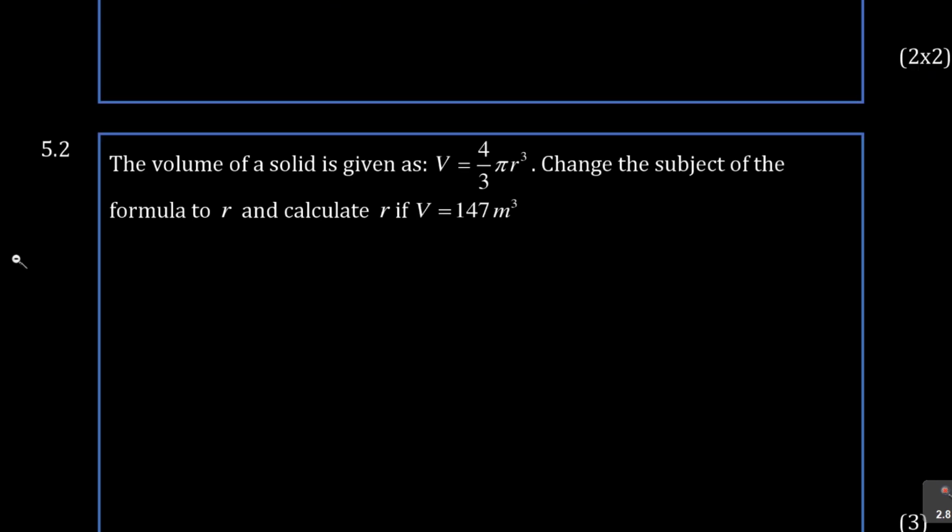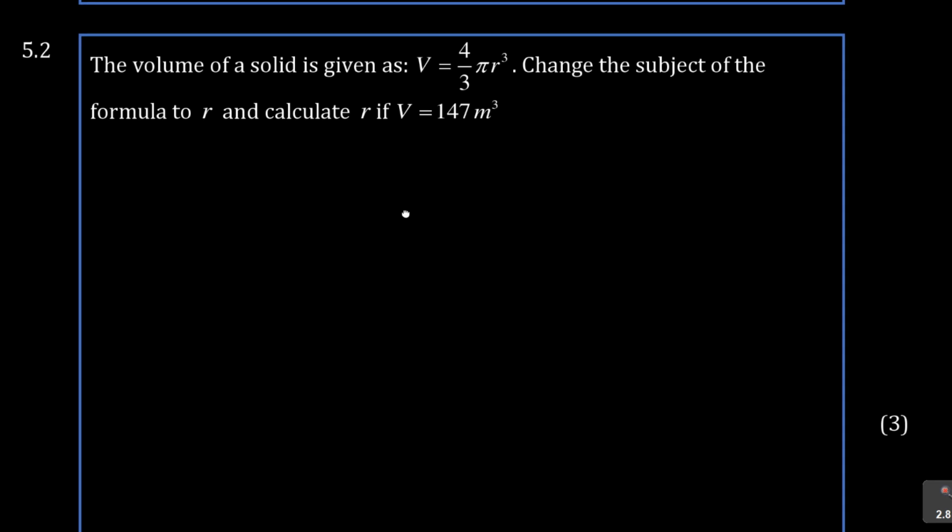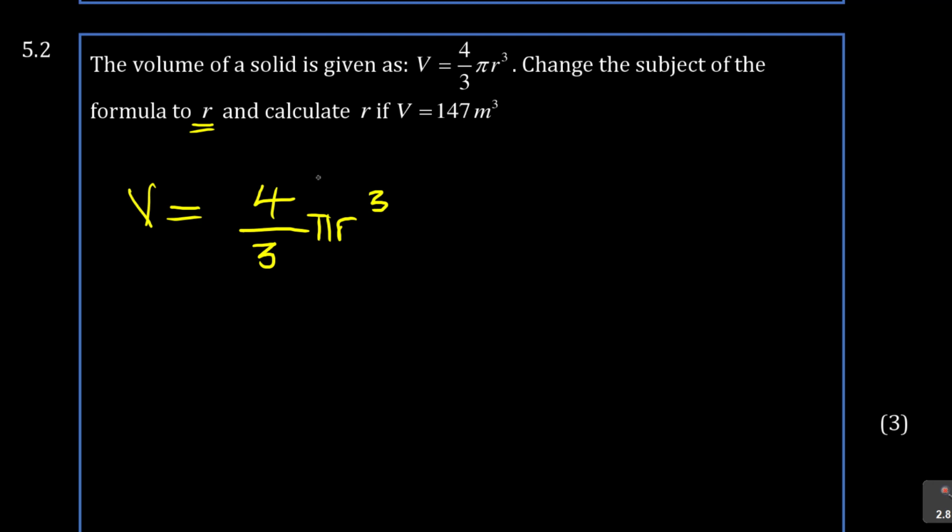Let me show you now this one, where they will say the volume of a solid is given by something like that. So the volume v is 4 over 3 pi r cubed. Then it says change the subject of the formula. You see that? So here you get your v is equal to 4 over 3 pi r cubed. Now they say change the subject of the formula to r. They want you to make r the subject.